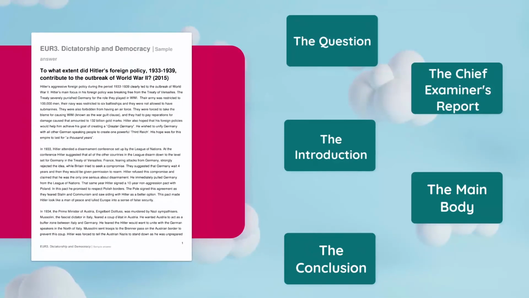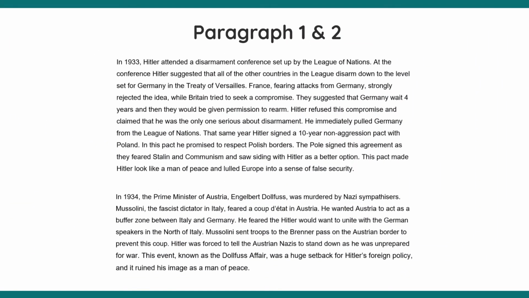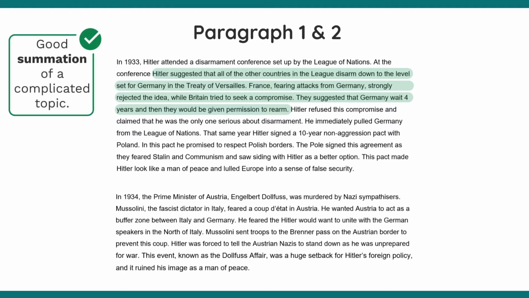The first paragraphs I'm going to look at specifically are paragraphs 1 and 2. Some of the things I want to point out to you here. At the start of paragraph 1 and 2, it talks about Hitler's relationship with the League of Nations. And it's a pretty complicated episode and a pretty complicated event, and it's summarised really well here. Good control. This person knows their stuff. And then they go on to talk about how he immediately pulled Germany from the League of Nations.